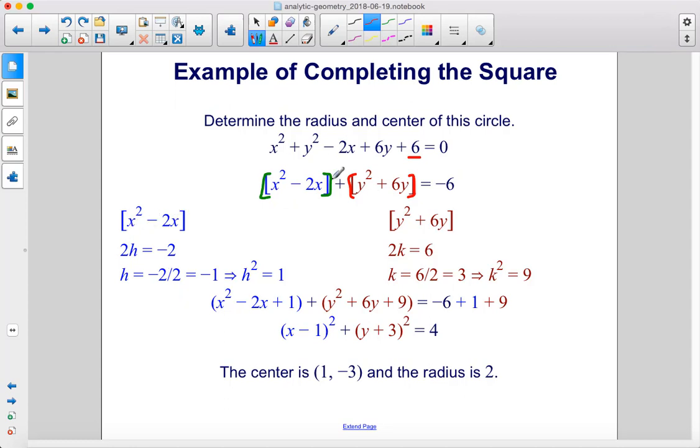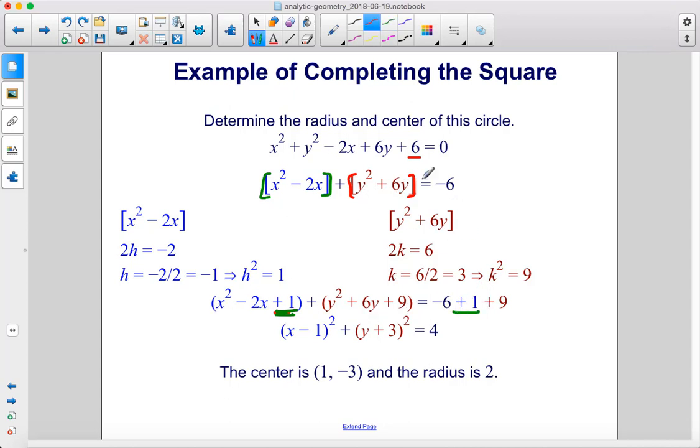Alright, then we complete the square for the x terms and for the y terms. So here we have negative 2x, so we divide that by 2 and we get 1, or negative 1. So then we square that and we get positive 1. So we've completed the square, we get x squared minus 2x plus 1. So we've added 1 here to this left side of this equation, so we have to add it over there as well.